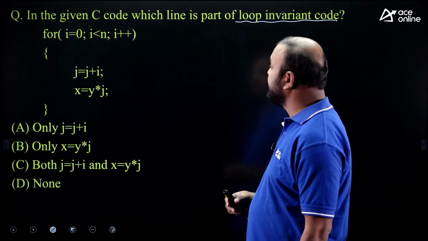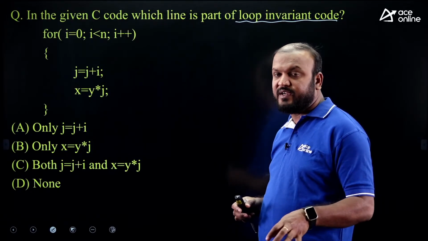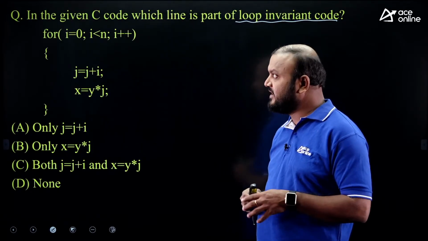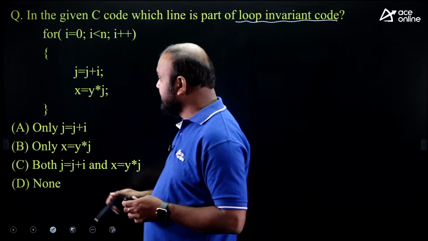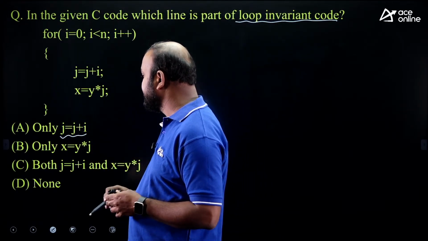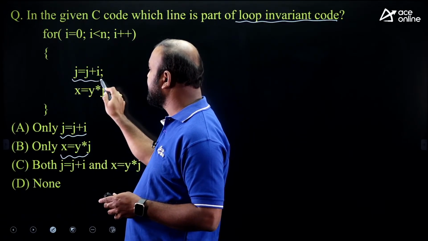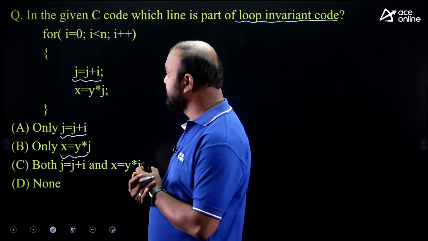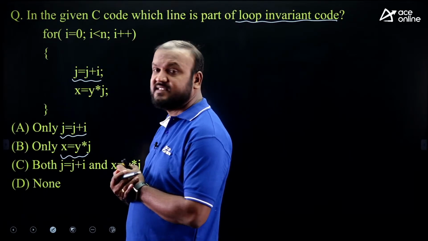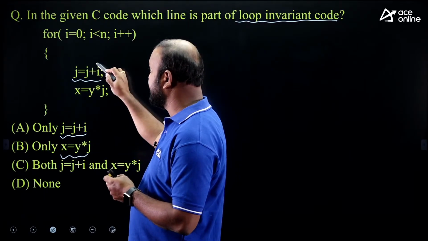What is a loop invariant code? It means the code that is not required to be present inside a loop is called loop invariant code. J equal to J plus I, X equal to Y star J. Now J equal to J plus I, is it a loop invariant code? No. Why? Because the value of J is going to change every time because the value of I is changing.